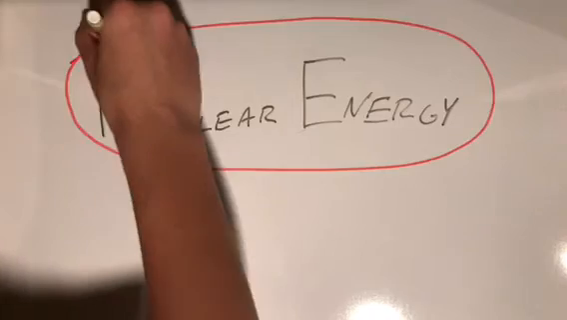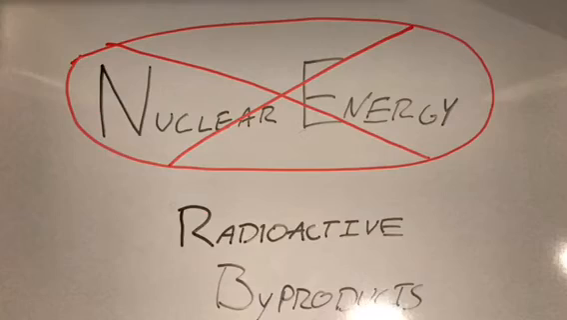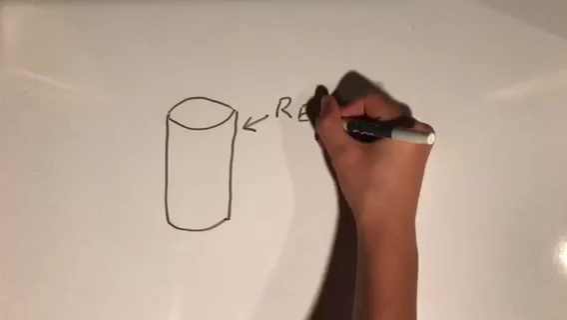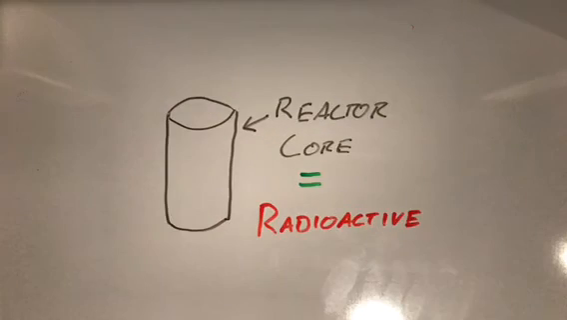The main downside to nuclear energy is the radioactive byproducts. The reactor core is very radioactive and must be carefully disposed of. Also, the reaction must be kept under control.